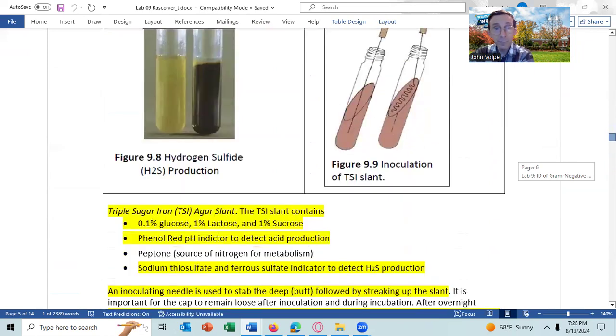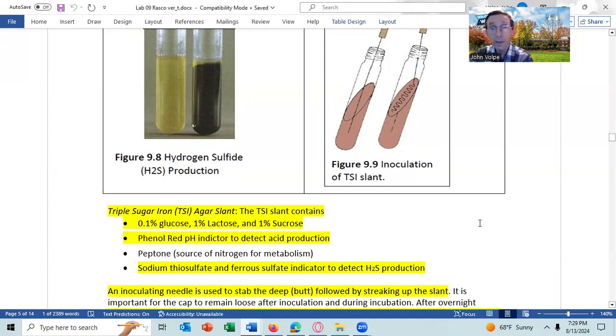All right, let's move on to the triple sugar iron test, also called the TSI test. This tube has glucose, lactose, and sucrose in it, and we'll look at the fermentation of these sugars. But you'll notice that glucose is at a very low concentration, 1/10 the amount of lactose and sucrose in the tube. It has a phenol red indicator, as well as sodium thiosulfate and ferrous sulfate, which can look for the production of hydrogen sulfide gas.